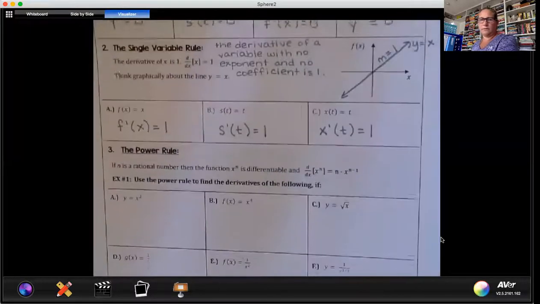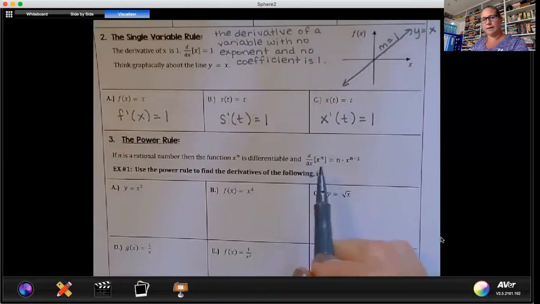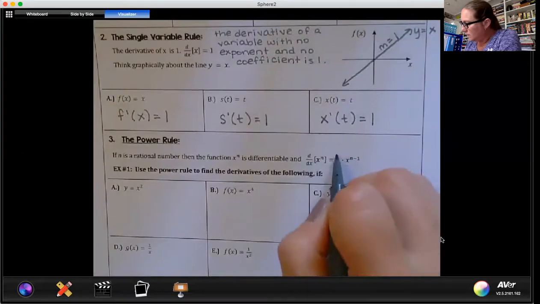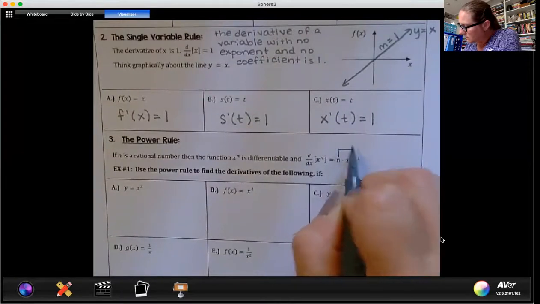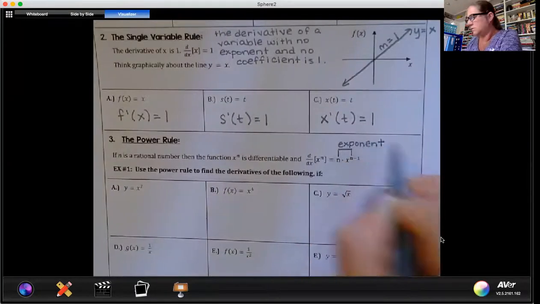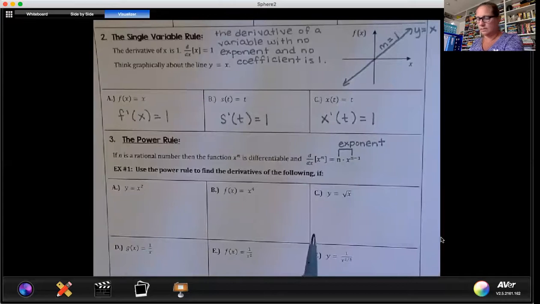The power rule is one of the most important rules, and it is going to be used the most often. This is what it says mathematically. The derivative of a variable raised to a power is bring down the exponent times the variable to the exponent minus 1 power. So n is your exponent. X is the variable in the problem.